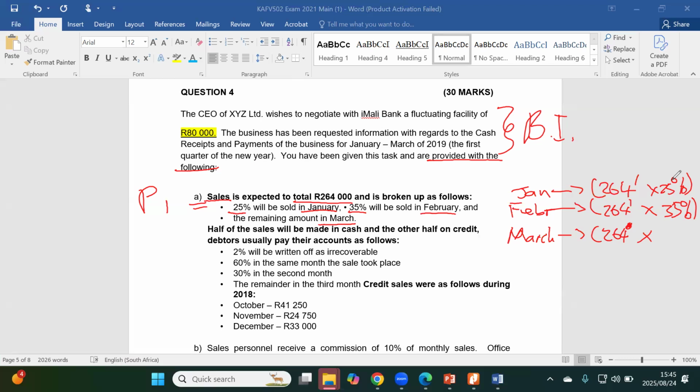50% difference is 40%. So it gives us 14, yes. Because this 25 plus 35 is 60%. So it follows that for the month of March, your total sales is 264 multiplied by 40%.